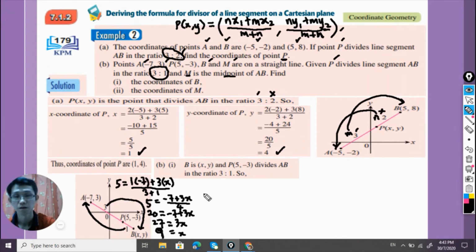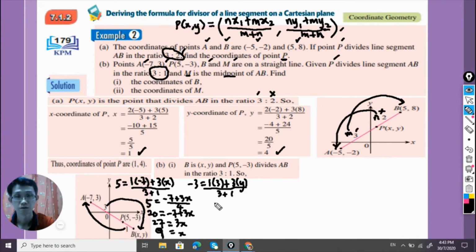In the same way, we should do the same thing for the coordinate y. We start with the coordinate y of point P, which is -3. So remember, -3 equals n multiplied with y1. So n is 1 multiplied with y1, which is 3, plus m multiplied with y2, so this is 3 multiplied with y, then over the total ratio of m, 3, plus n, 1.